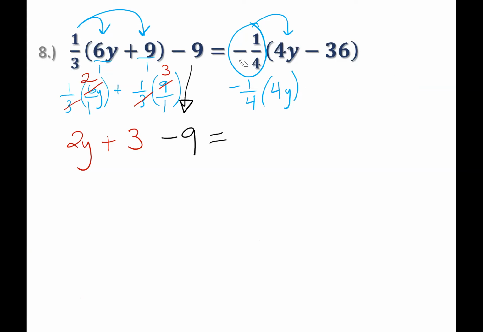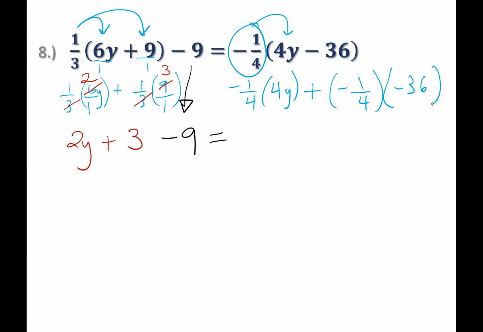Either way, the negative times negative, this is about to become a plus sign. I'm just trying to find a better way to write it. All right, so here's what you can do. Maybe just automatically write a plus, and then here's what I'll write instead. Negative 1/4 times negative 36.